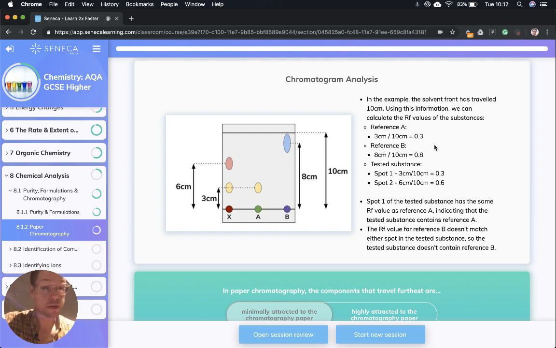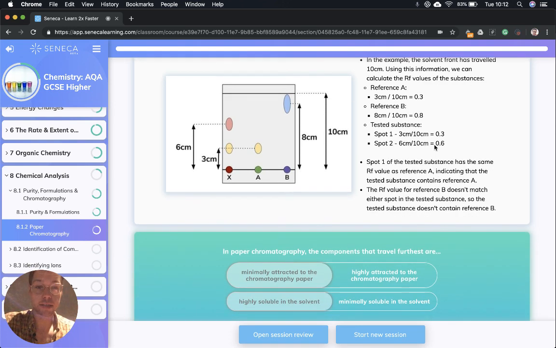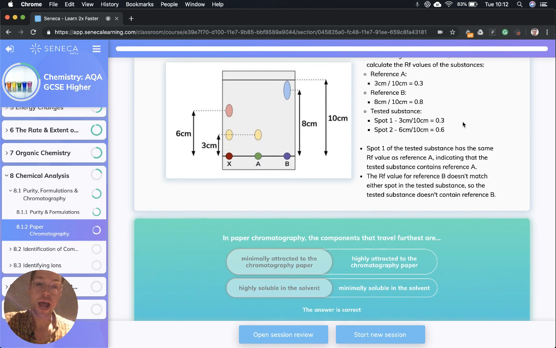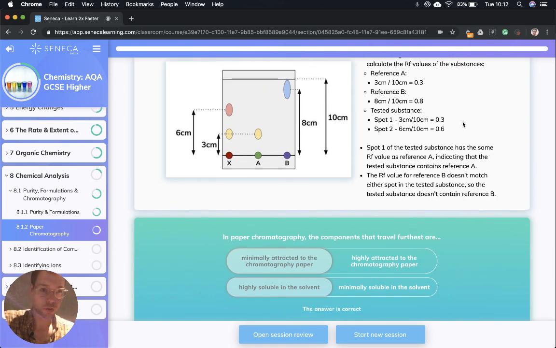Now, let's do a different reference. Let's say reference B traveled 8 centimeters. How would we calculate the RF value? Well, just like before, it's the distance that the reference traveled divided by the distance that the solvent traveled. So 8 divided by 10 is 0.8. Okay? Now, our tested substance, let's say that traveled 3 centimeters and 6 centimeters. So there are 2 spots. Spot 1 would have an RF of 3 divided by 10, 0.3. And spot 2, 6 divided by 10, 0.6.